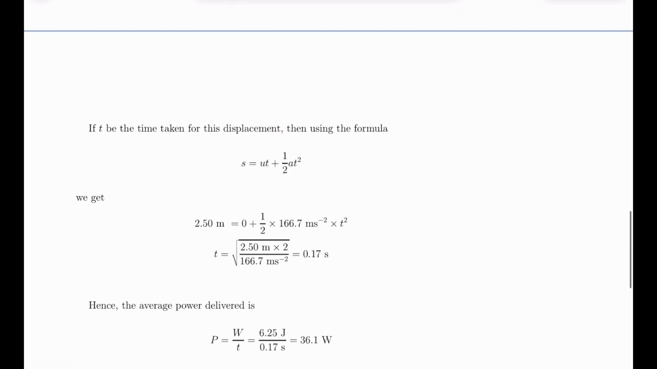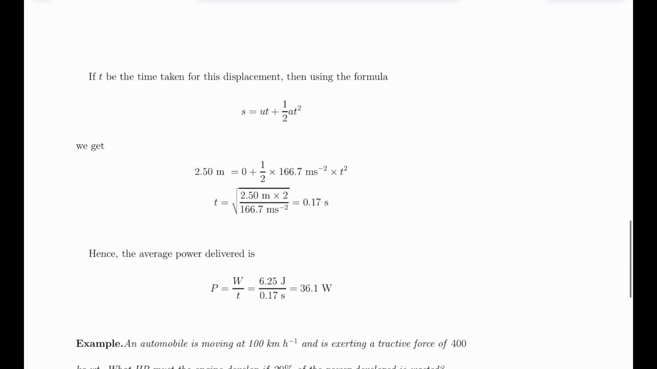For this we use this formula, S is ut plus half at square. Since initially the body was at rest, so u is equal to 0. So if you use this formula here, the first term becomes 0. For S we have 2.5 meter. This is half into, for a we put 166.7 meter per second square into t square. So if you solve for t, you get value of t as 0.17 second. अब समय निकल गया, टोटल वर्क निकल गया.